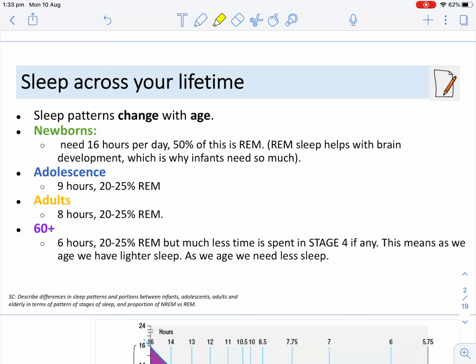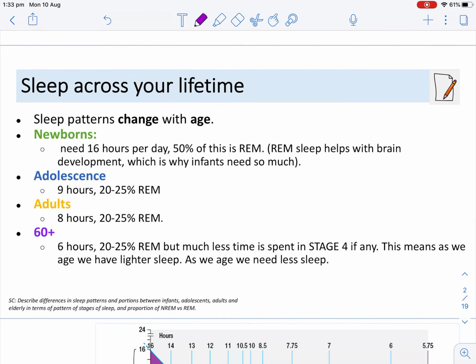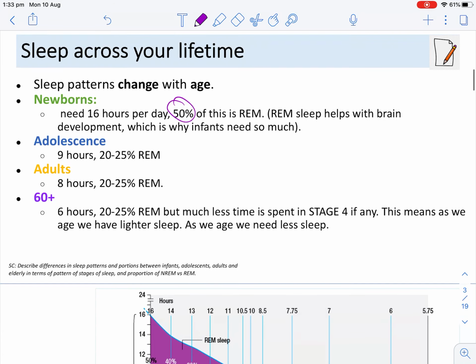So lots of things in terms of our sleep changes with age, and we've just had a look at those different theories and how they can apply to different parts. So for example, newborns need 16 hours of sleep per day, and 50% of this is going to be REM. So REM sleep helps with brain development, which is why infants need so much, because their tiny little brains need to develop. So their REM to non-REM sleep is 50-50.